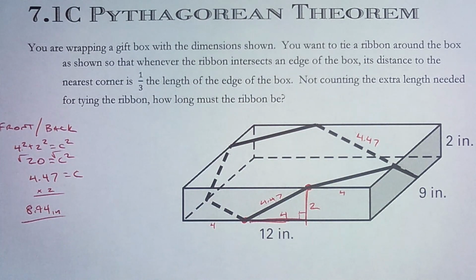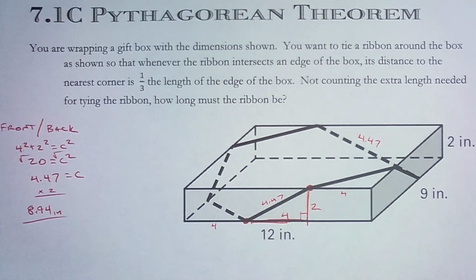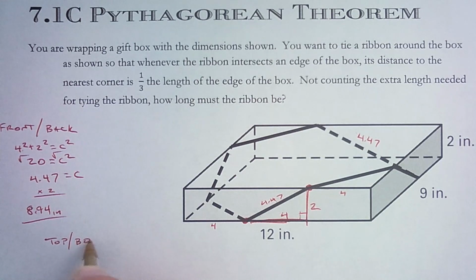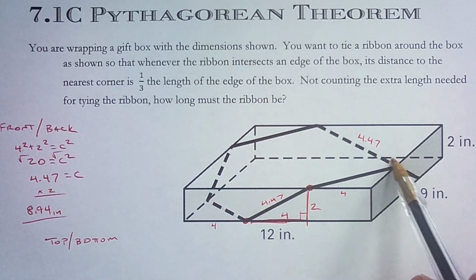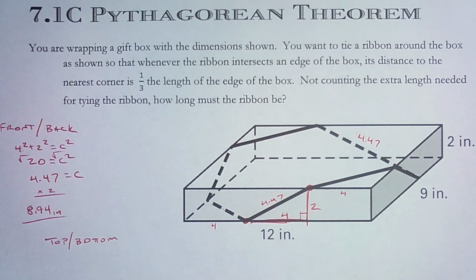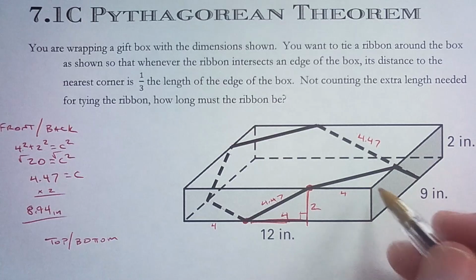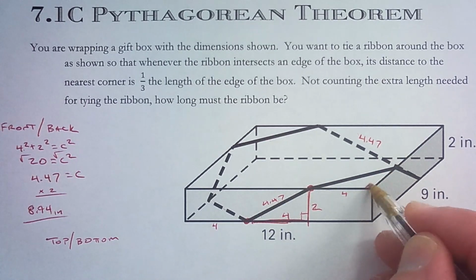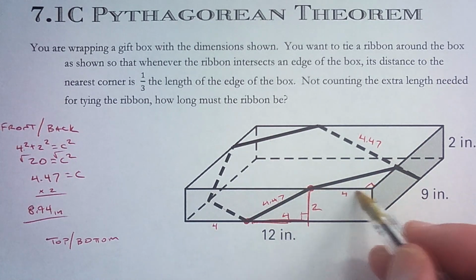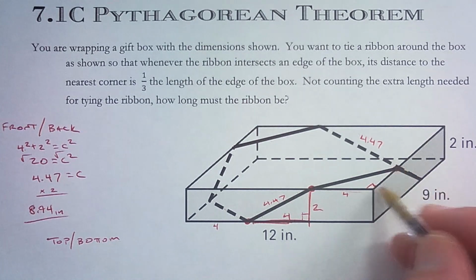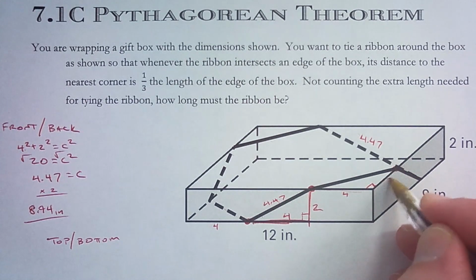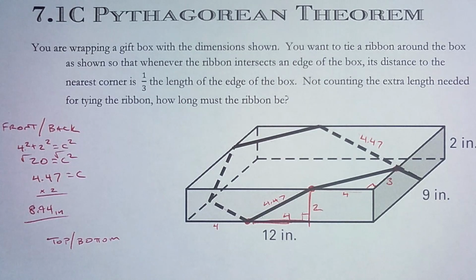Okay, now let's work on the top and bottom. Okay, so top and bottom, there are 4 of those. So there's 1, 2, 3, and 4 that are all the same length. So we'll deal with this one right here. So I know this is a right angle, and I've got a 4 here, and then this intersection is 1/3 the length of the side away from this corner. The side is 9, 1/3 of that is 3.